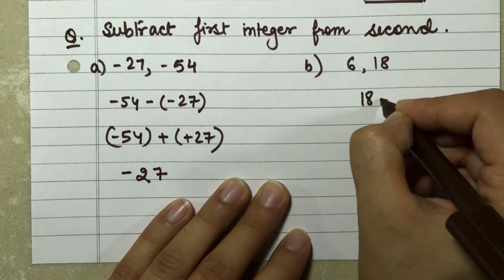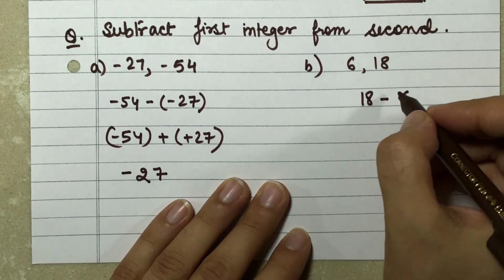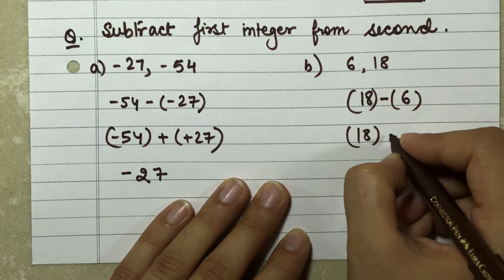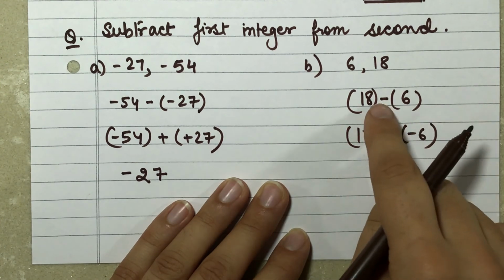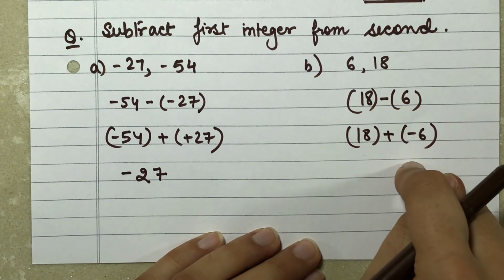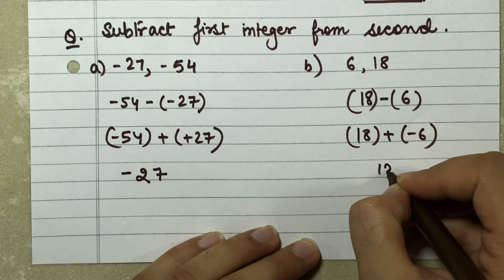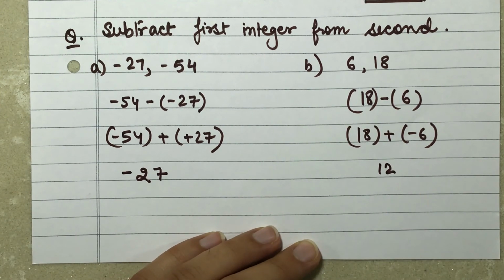Again here, subtract the first integer from the second. So 18 minus 6. Here I have basically plus 6 and plus 18. 18 plus is going to remain as it is. The minus sign is going to become positive, and 6, which is a positive number, is going to become negative. So 18 minus 6 is going to give me 12. Which number out of these two has a higher absolute value? Correct, 18. 18 has a positive sign, so my 12 is going to be positive.